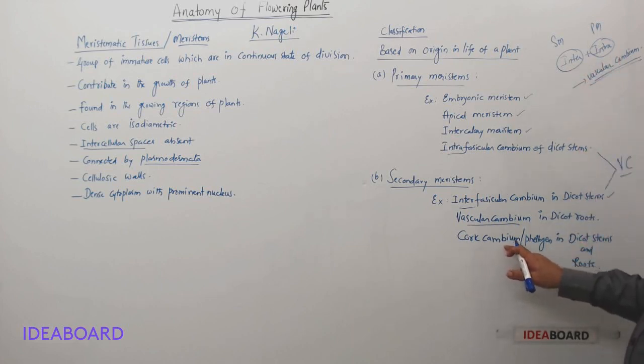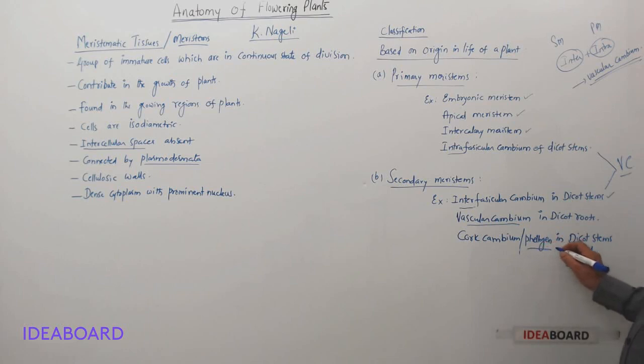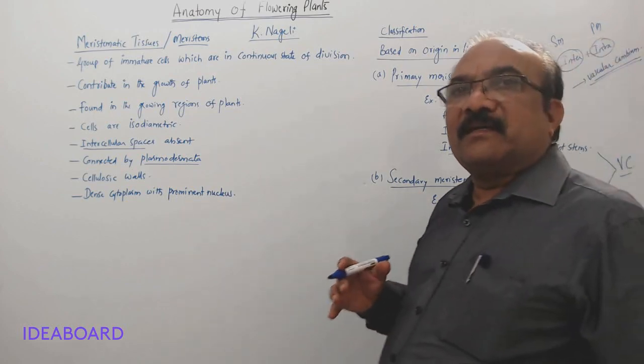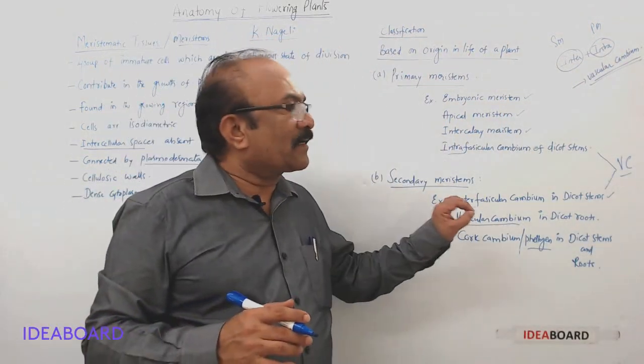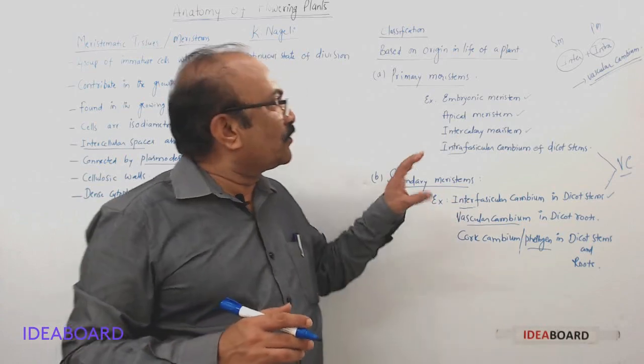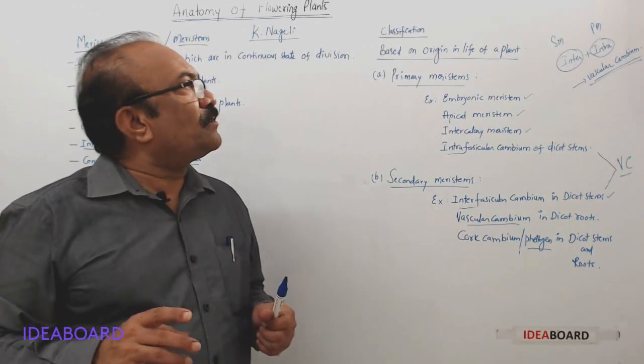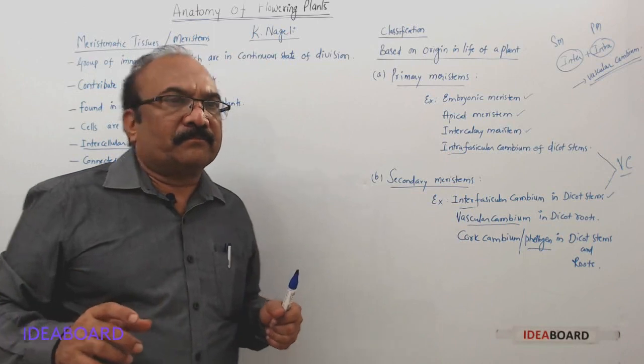And the cork cambium or phellogen is formed in both the dicot stems and roots, and that is formed only as a result of dedifferentiation. So that's why that is also purely secondary. So this is based on origin in the life of a plant.